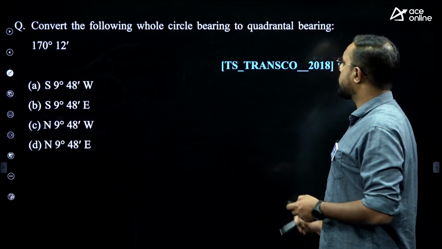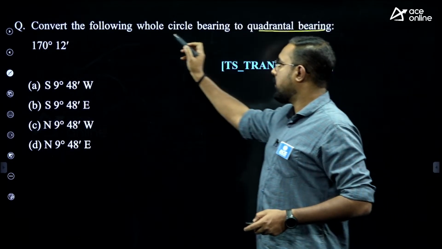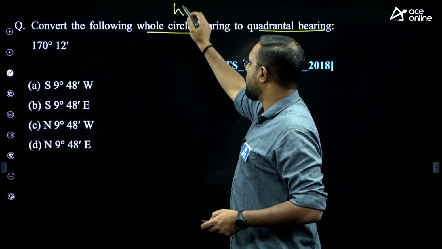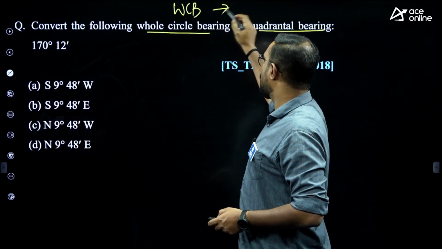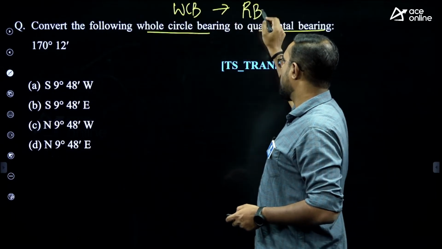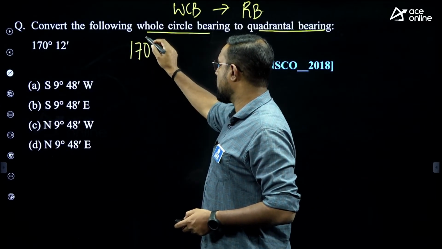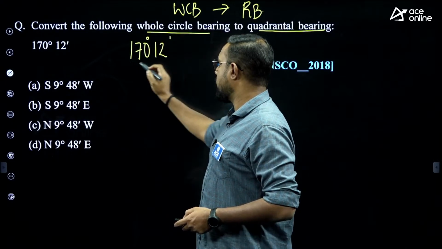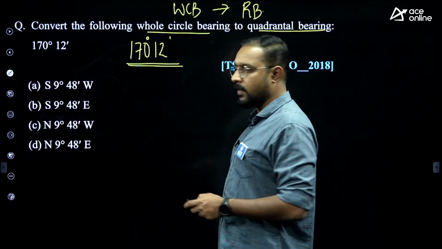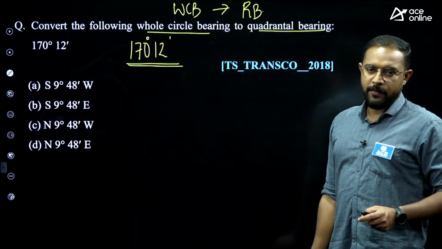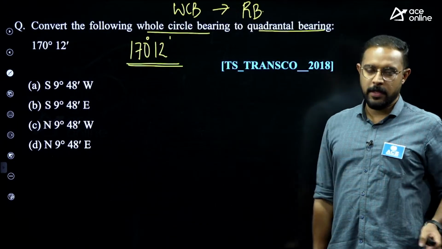Convert the following whole circle bearings to quadrantal bearings. So they are saying to convert WCB to reduced bearings. What is the WCB given to you? The whole circle bearing is given to you as 170 degrees 12 minutes. Now, how do you convert it? I will tell you the easiest method of doing this.